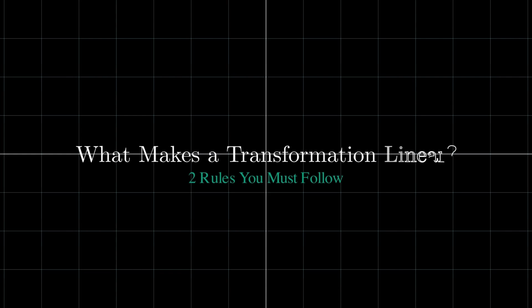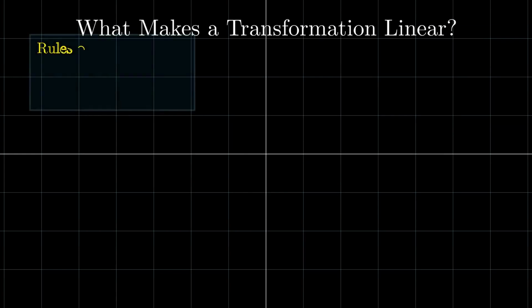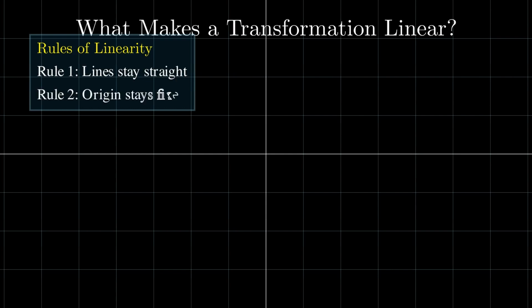Okay, so we know a transformation moves vectors around. But what makes one of these transformations linear? In linear algebra, not every transformation qualifies. There are 2 specific rules a transformation must follow to be called linear.